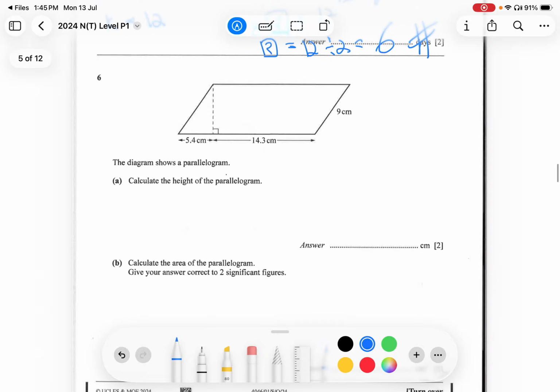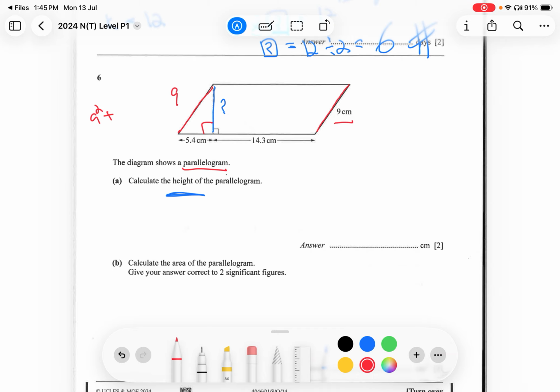The next one shows a parallelogram. Calculate the height of the parallelogram. They mean this height, the perpendicular height. What is the height of this triangle? So how can we find this? Can you see that this is 9? It's a parallelogram, so this side here is also 9. So we have a right angle triangle.